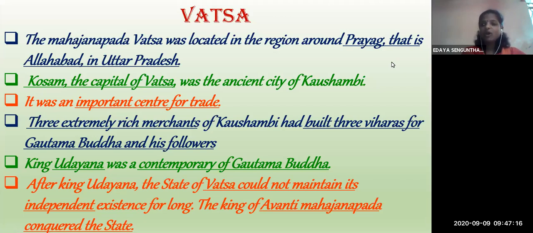After that, the state of Vatsa could not maintain its independent existence for long. After King Udyana, they lost their kingdom to the Avanti Mahajanapada. They merged into Avanti. The king of Avanti conquered the state. Now we are going to learn about Avanti.